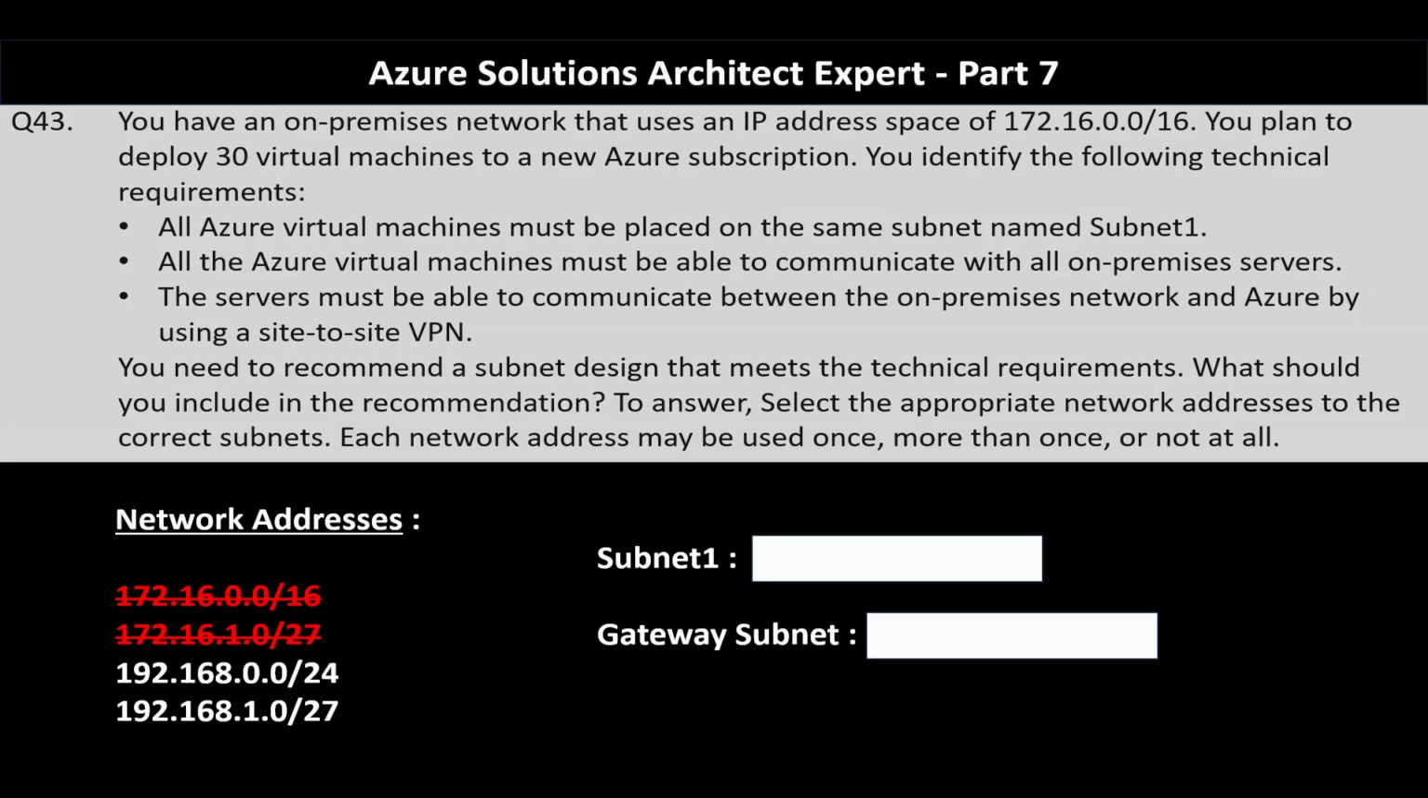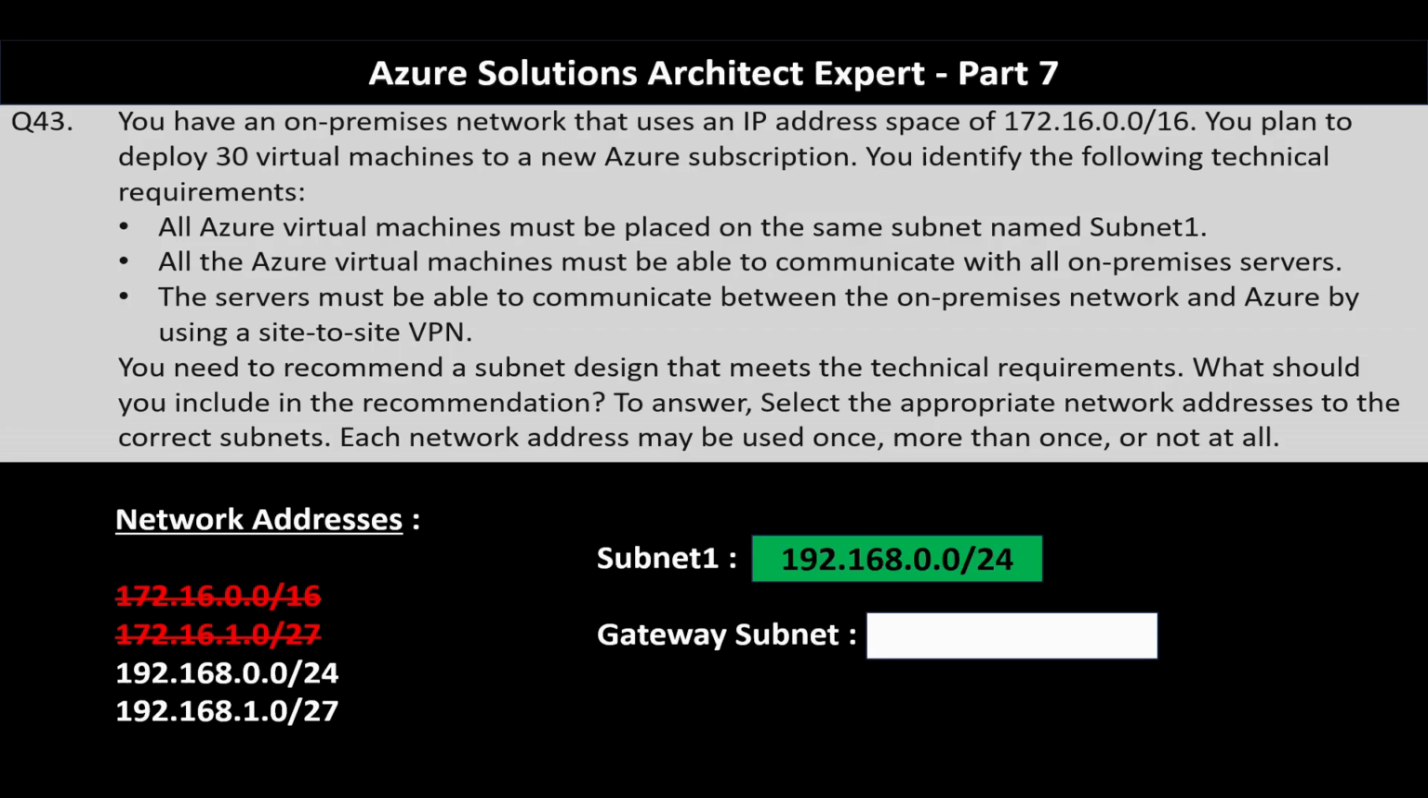Now you need to deploy a total of 30 virtual machines, and the first remaining CIDR range with prefix of 24 will have 256 IP addresses and second one will have 32 IP addresses. Now friends, remember Azure reserves 5 IP addresses in each range for internal purposes, which leaves us with only 27 IP addresses in the CIDR with 27 prefix. That means the correct answer for subnet 1 will be 192.168.0.0 with a prefix of 24.